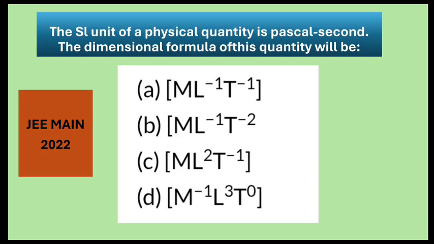Look at this question. The SI unit of a physical quantity is Pascal second. The dimension formula of this quantity will be. To answer this kind of question, we need to know the topic of dimensional formula and dimensional analysis.